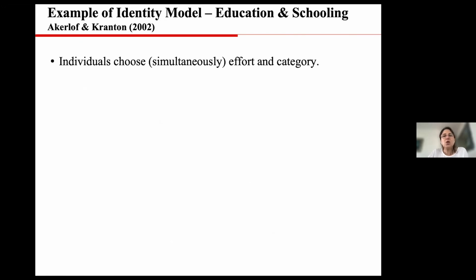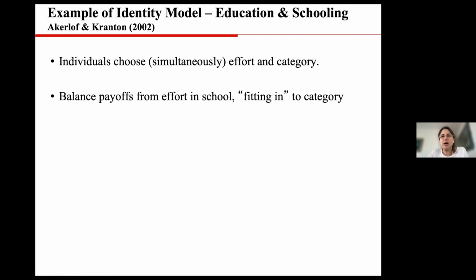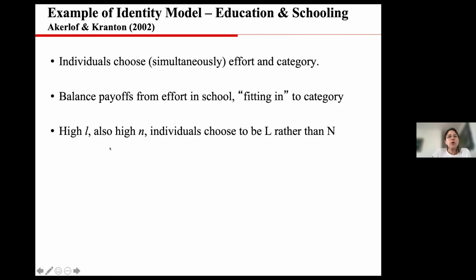Okay. So overall, individuals simultaneously choose effort and category. They're going to balance the payoffs from effort in school and fitting into the category and the status. So you can have a high L person who also has a high N, choose to be an L rather than an N. And this is how the social pressures within the school would depress effort. Okay, it's very simple, right? So, something that is perhaps more universal than just an American high school: people adjust the marketable part of their behavior in order to fit into a social group. So it's a trade-off between these identity payoffs and these economic payoffs.